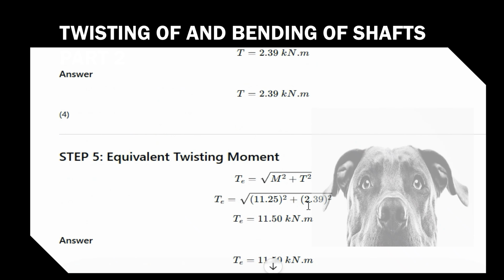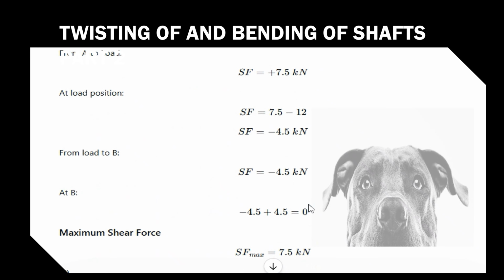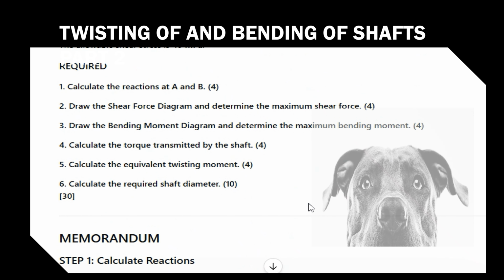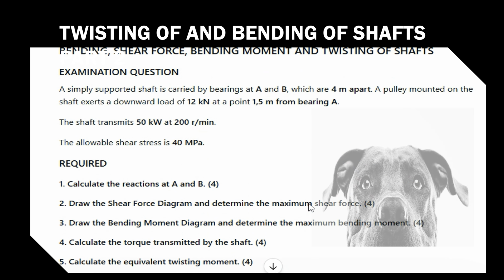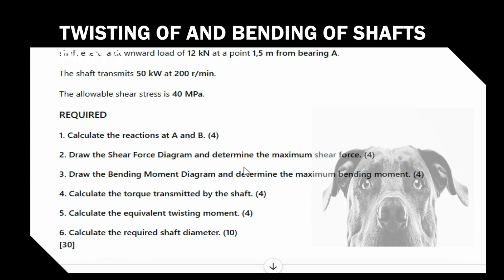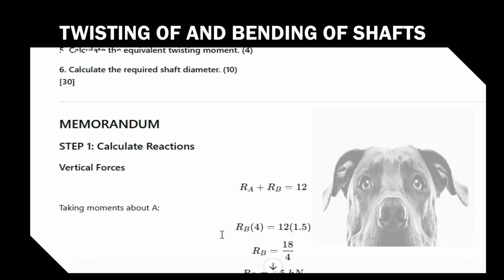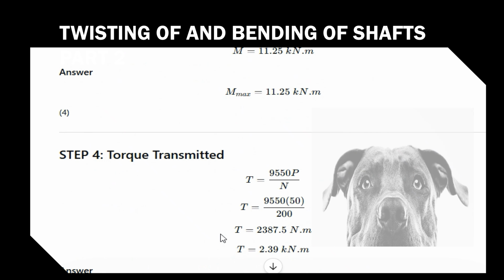Okay, why are we converting now? Because if you can check your question, this one is in meters, this one is in meters. Calculate the required shaft diameter. Practically, shaft diameter must be in millimeters. The shaft diameter must be in millimeters. Okay, so let's go and check.